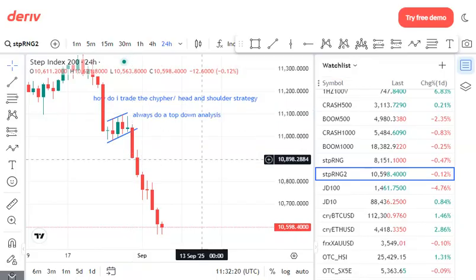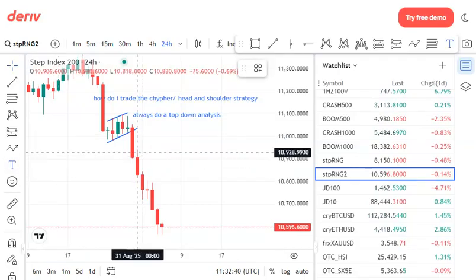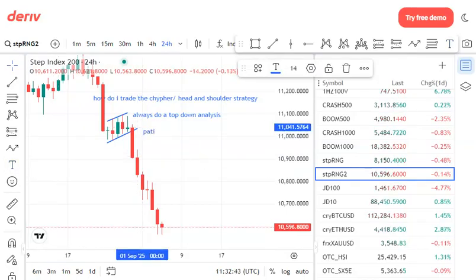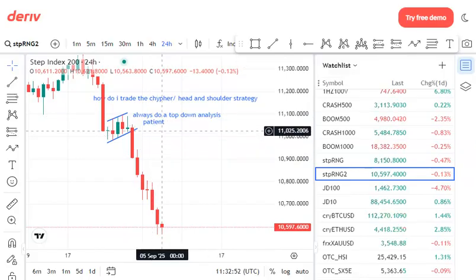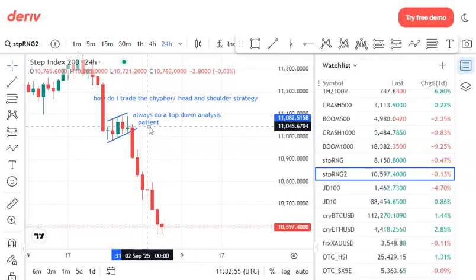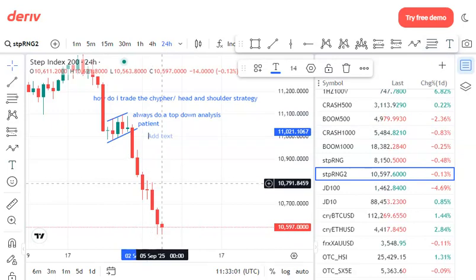A top-down analysis is basically a terminology that tells you to start an analysis from a bigger time frame and go all the way to the smaller time frame. You start at higher and then you go down. Patience number two. Without patience, you might not be able to do top-down analysis. So you need to do a top-down analysis and you need to wait for the patterns to come into play before you do anything about it. You need to be patient if you want your pattern to come into play.